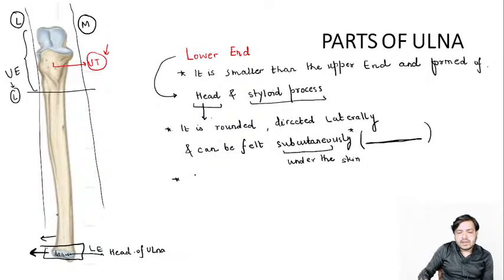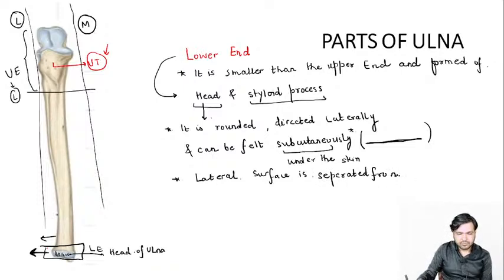Remember, the lateral surface is separated from the carpal bones. Supination, Arbaz?